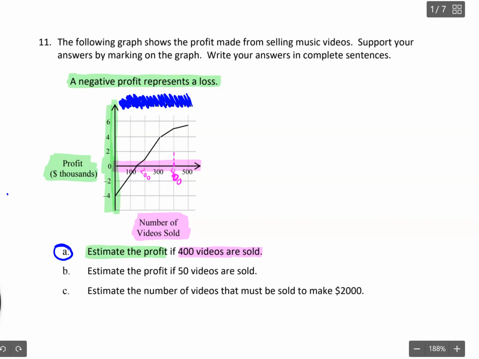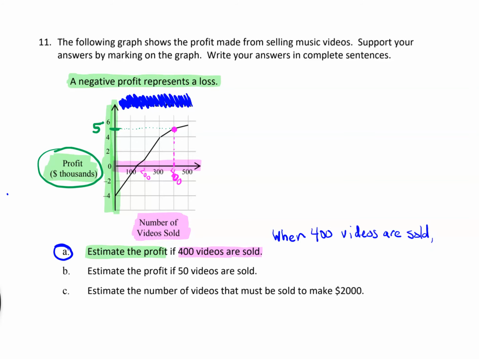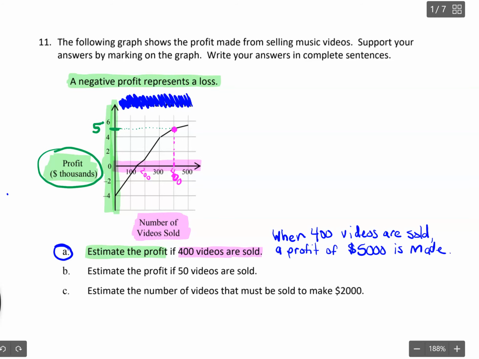I need to go up until I hit the graph, and then I'm going to move horizontally to see where that puts me. It looks like it puts me about halfway between 4 and 6, which would be 5, but that's $5,000. So writing my answer in a complete sentence like we were asked to do, I would say, when 400 videos are sold, a profit of $5,000 is made.